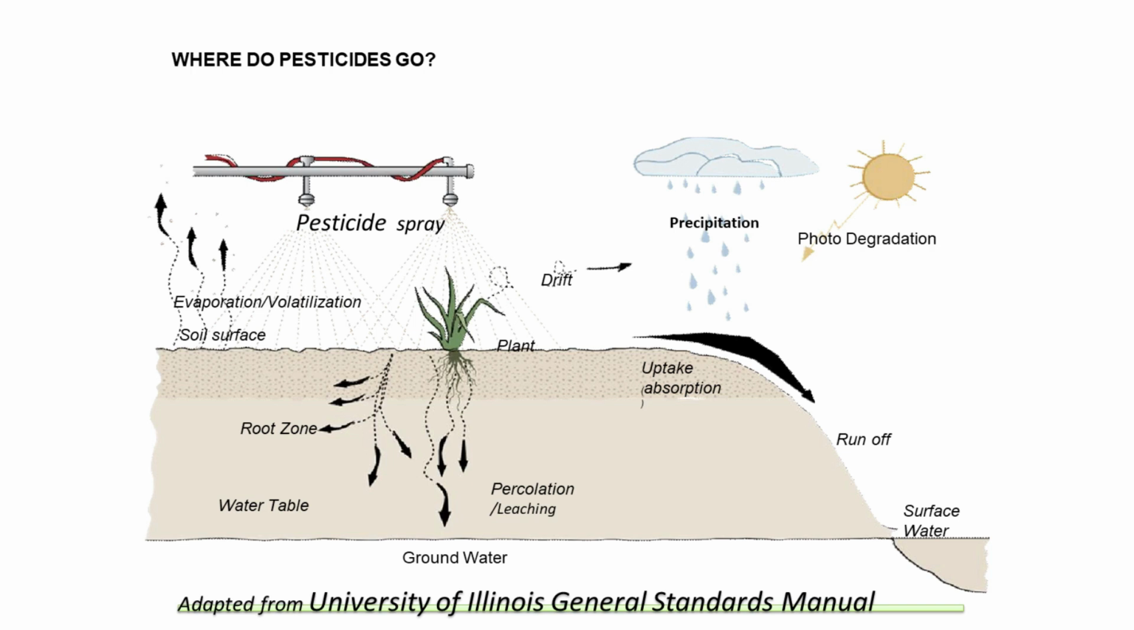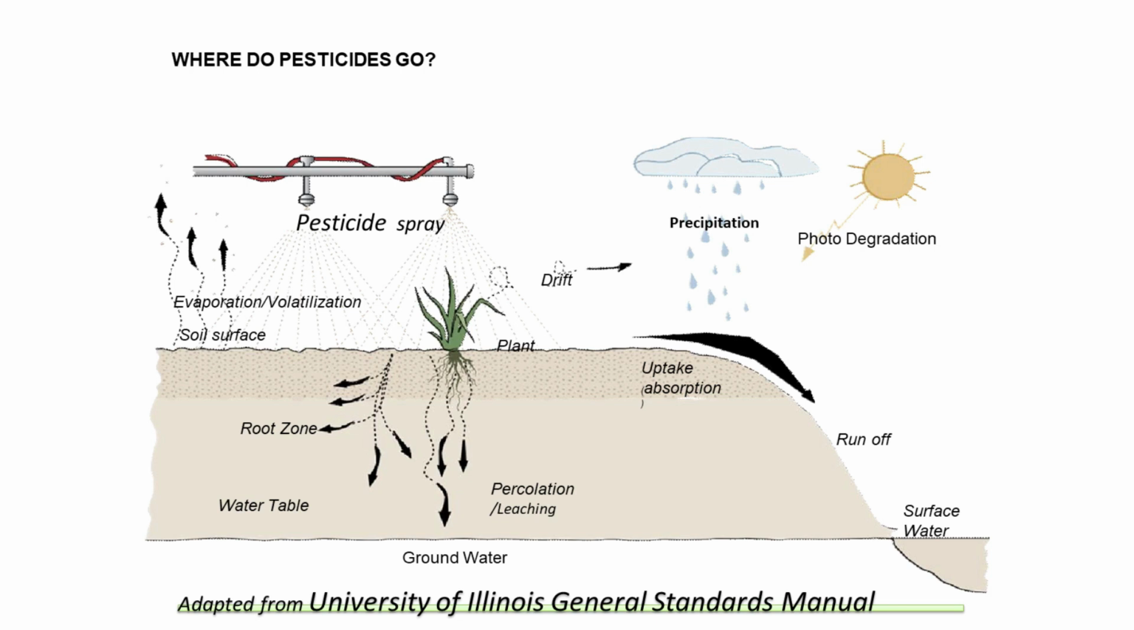Now, obviously, we've got issues with drift, as you can see, if the wind's blowing, whatever the case may be. But also, we've got precipitation. So, rain, things like that, can actually take the pesticides and run them off down into surface water, as you see on the right.